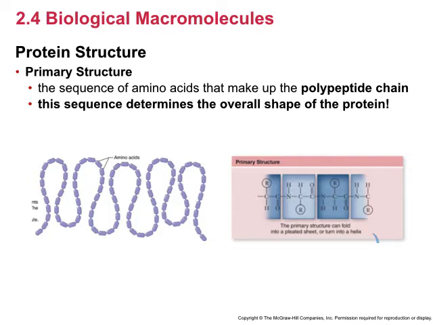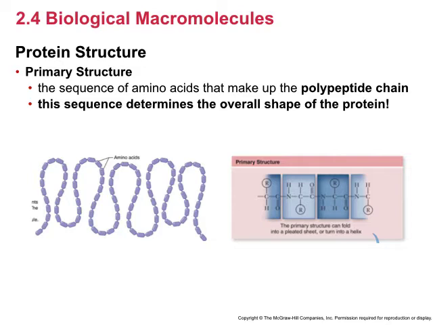And if you were to change an amino acid in that sequence, say you were to change the 10th one in that sequence to another one, it would affect the overall shape of the protein. So if I ever ask you guys what determines the overall shape of the protein, you would say the primary structure. And you can see there on the left figure, it's just a chain of amino acids.